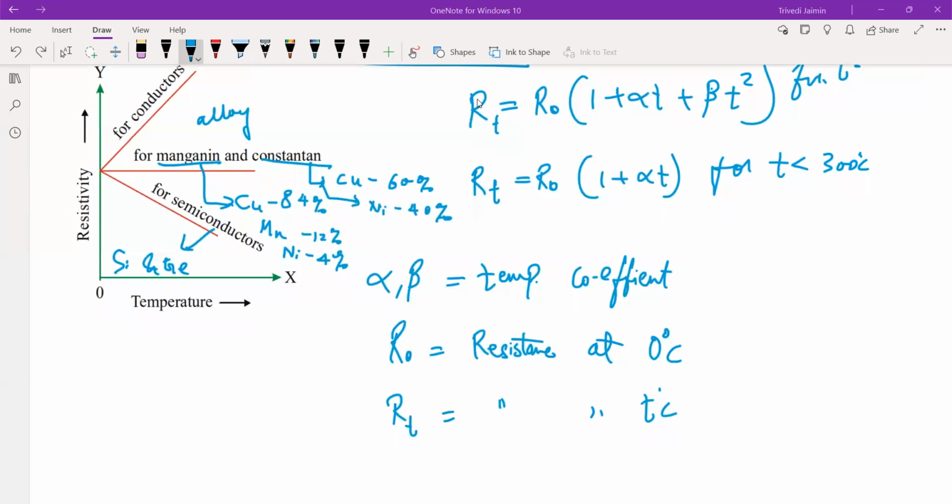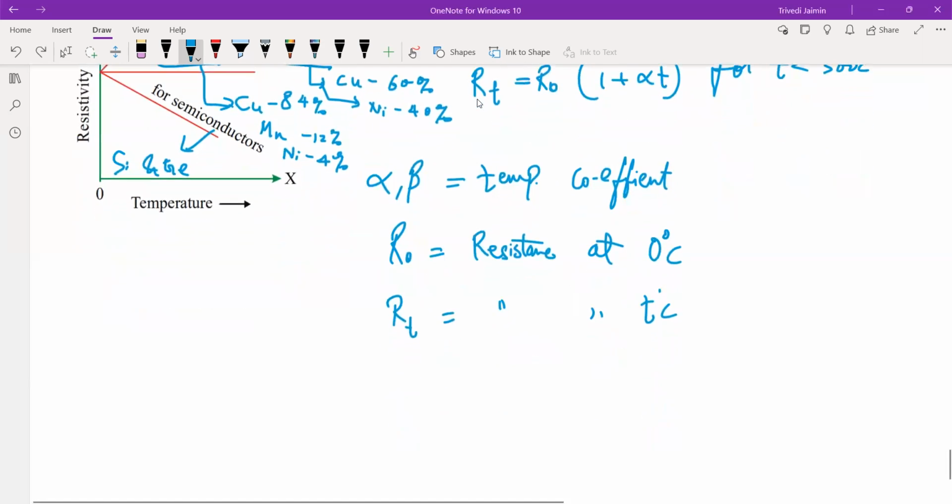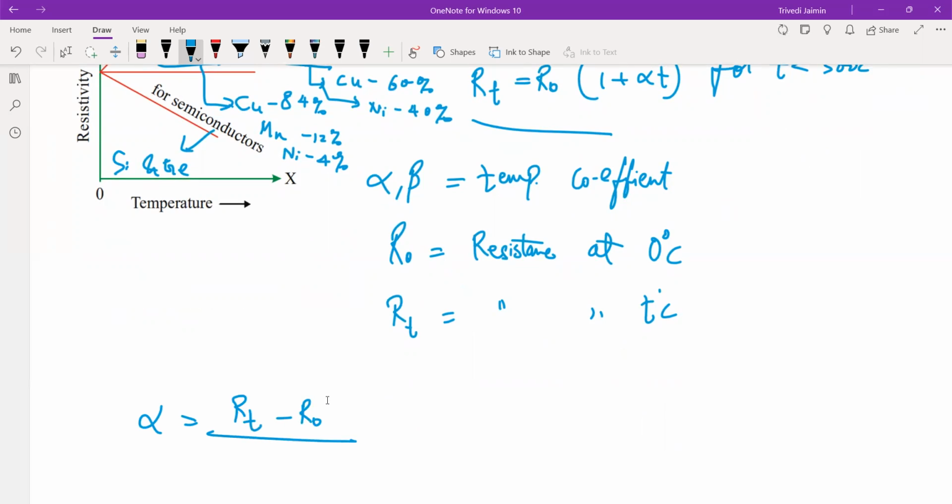So from this one, if I want to find out alpha from this equation, alpha equals R minus R_T minus R naught divided by R naught T. Now this was the R1 value.